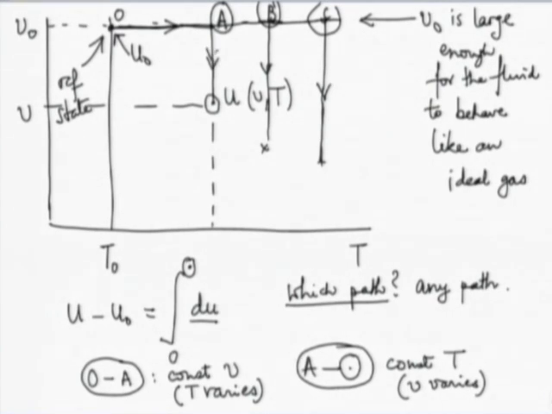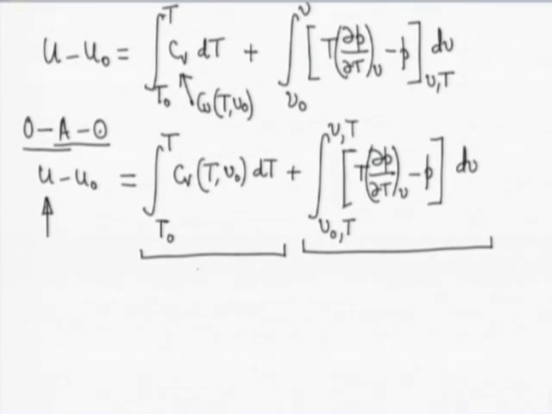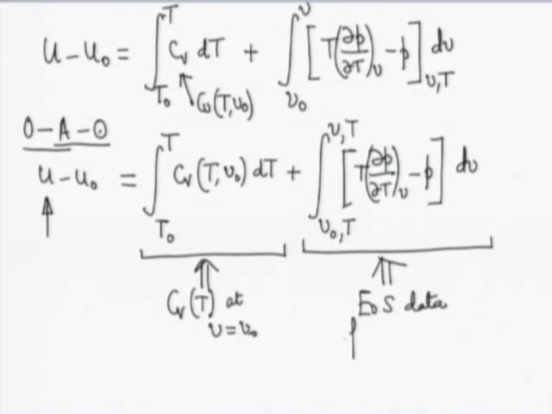But this part of the integral here or here or here will be at different T's and different V's as we go. Anyway, it is an integral with respect to V, so V will have to vary, but data at different T's will have to be used. That means for this, we require CV data as a function of T only at one specific volume, V naught. And here we will require the equation of state data for various V and T.